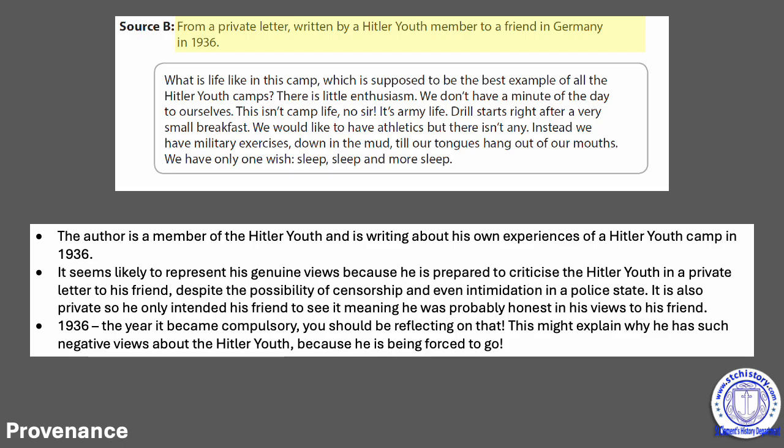We've got some contextual own knowledge that we could add. And then we've had a little bit of provenance. Pick two of these bullet points on the screen now. So let's just have a little look at how this would look as a paragraph. Remember, just about source B.